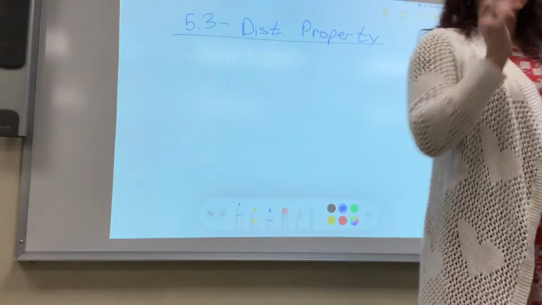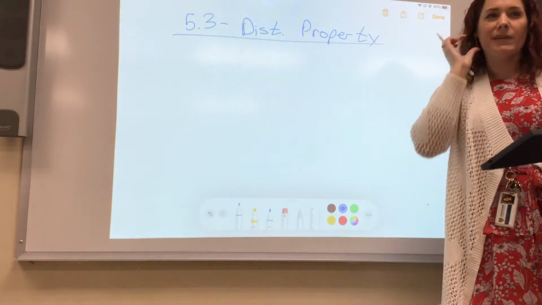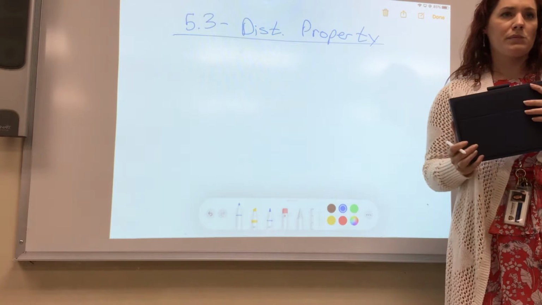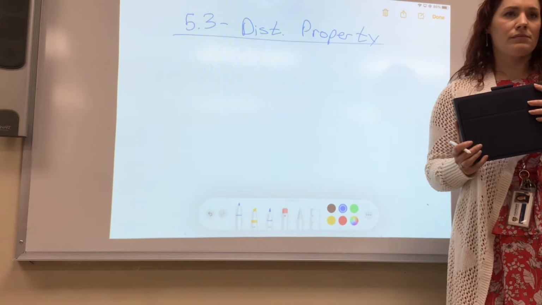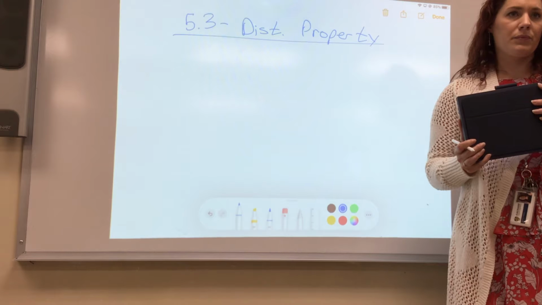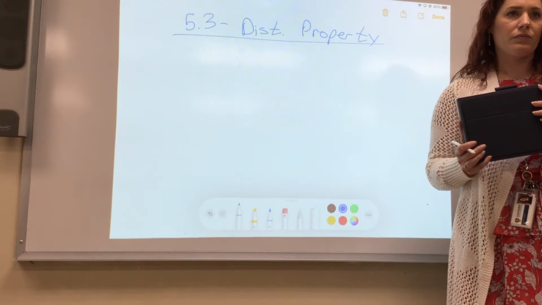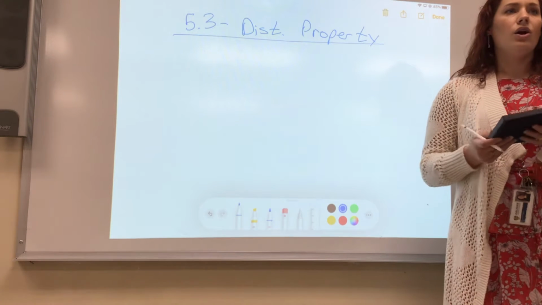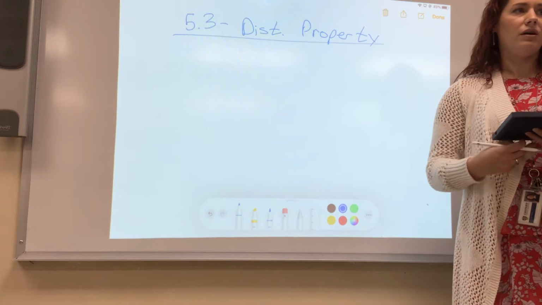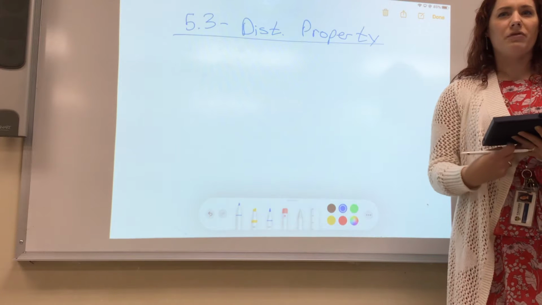Who can remind us what the distributive property is? Eliana? It's where if you have two numbers adding or subtracting in parentheses, and outside of parentheses you have something to multiply, so you multiply both of the ones inside by the number outside. Okay, good. Can anyone give me an example of a problem when you would use the distributive property?